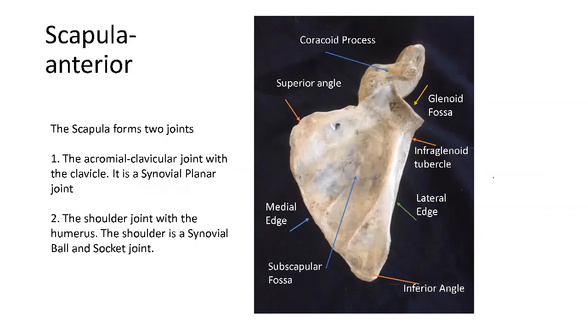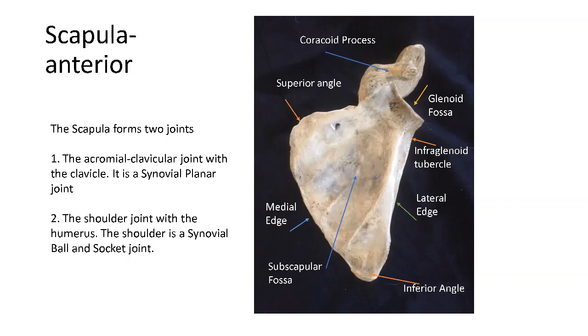For the scapula, the scapula has a lot of landmarks. It also forms two joints. It forms the same AC joint, and then it forms the shoulder joint with the humerus. The shoulder joint is a synovial ball and socket joint. Its formal name is the glenohumeral joint, but please feel free to just call it the shoulder. Remember that the scapula does not connect to the axial skeleton at all.